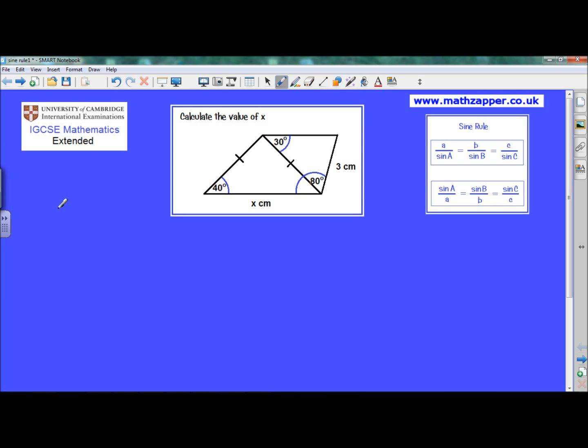Cambridge IGCSE Mathematics Extended Course. Calculate the value of side x. In the diagram you'll see two adjoining triangles and a number of angles given and one side.